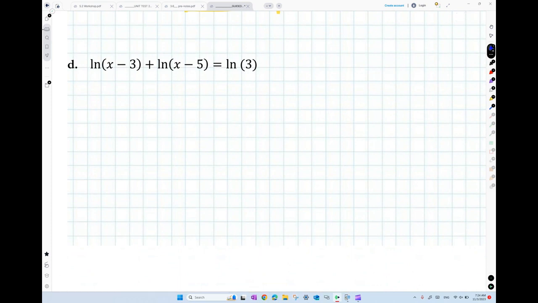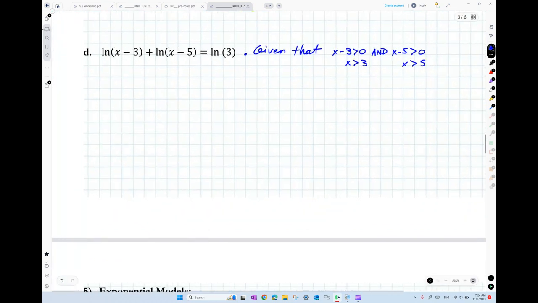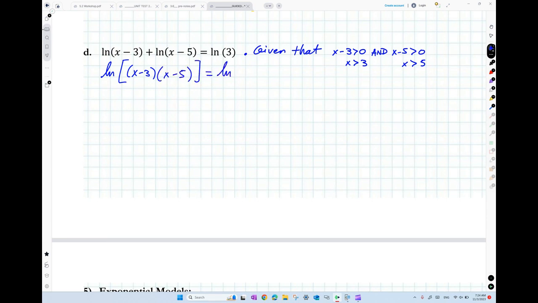D, let's do the same principle. So, given that x minus 3 is greater than 0 and x minus 5 is greater than 0, which means that x needs to be greater than 3 and greater than 5, given that, I have ln of x minus 3 times x minus 5 equals ln of 3, which means that now that I've condensed that addition into a multiplication, both logarithms cancel.